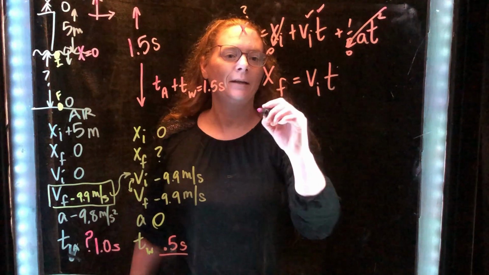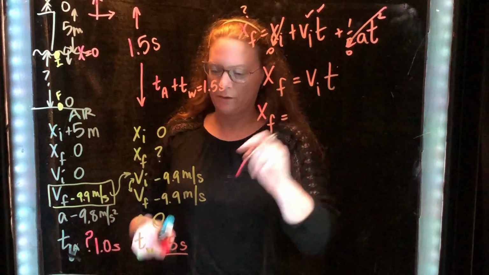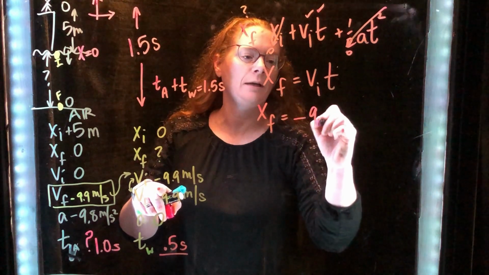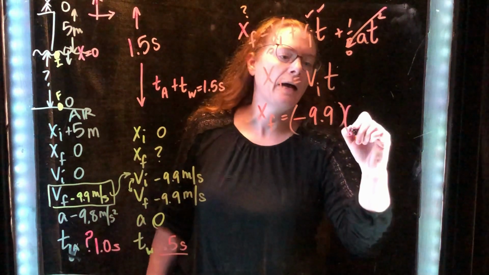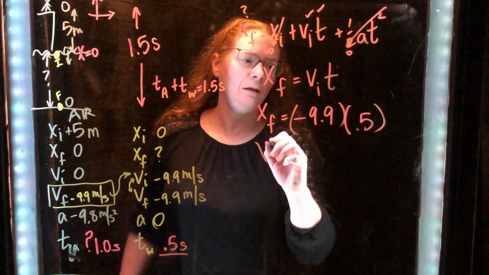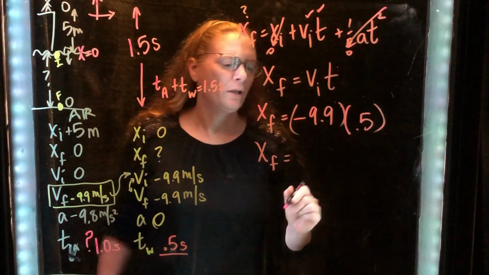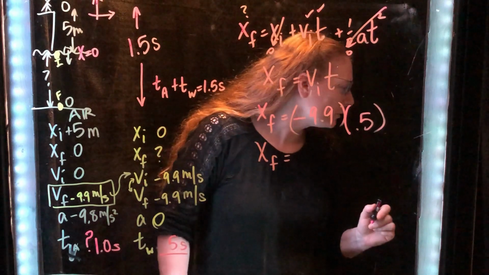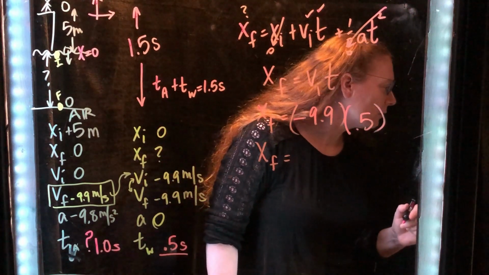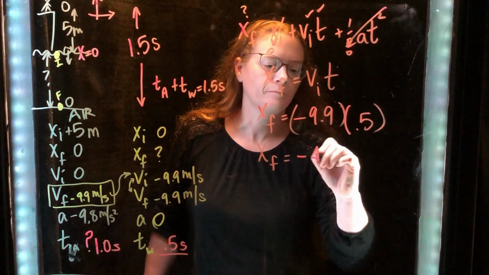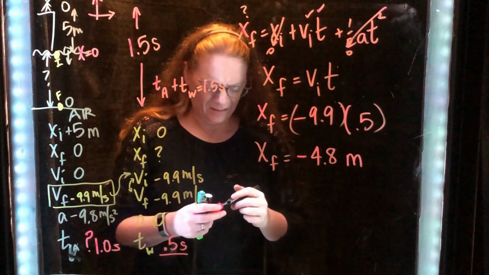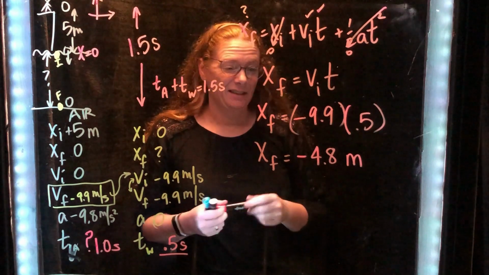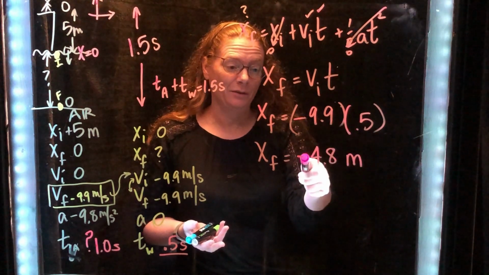So let's solve it. X final is v initial, negative 9.9, times our time, 0.5. And if you do this, you're going to get a negative, what are you going to get? Negative 4.8. You can do 4.85 if you want. Now, we have a negative times a positive, so that's a negative.